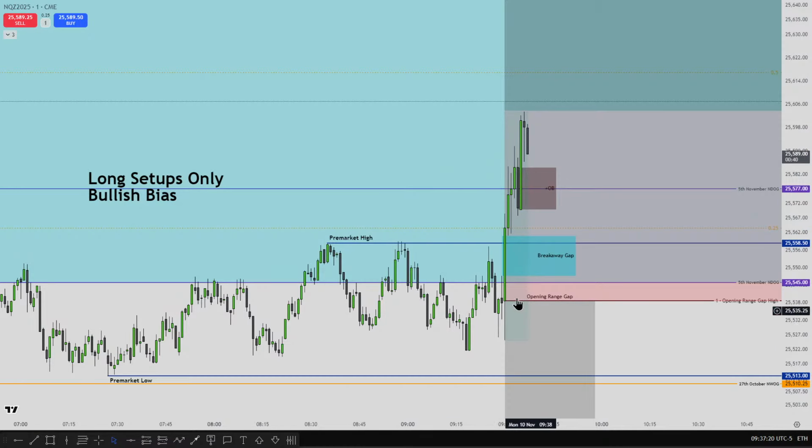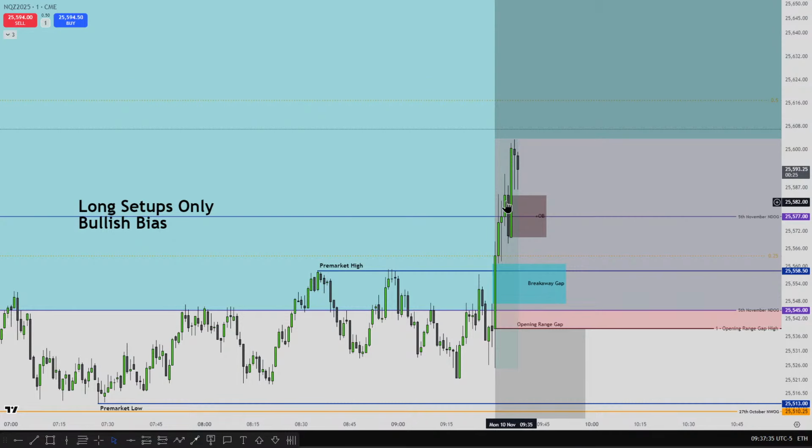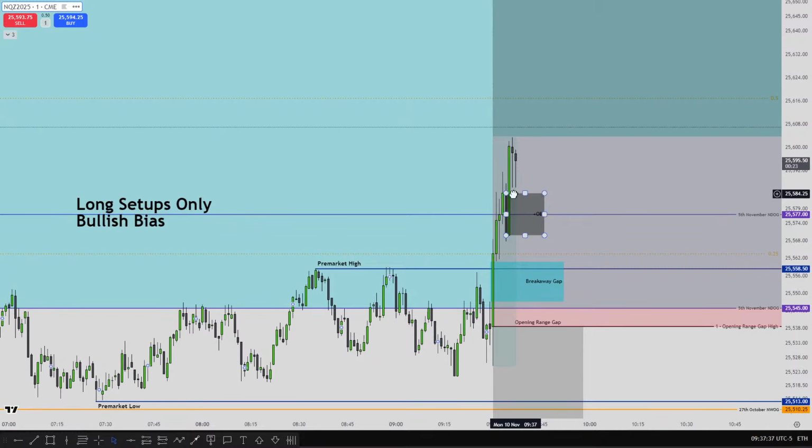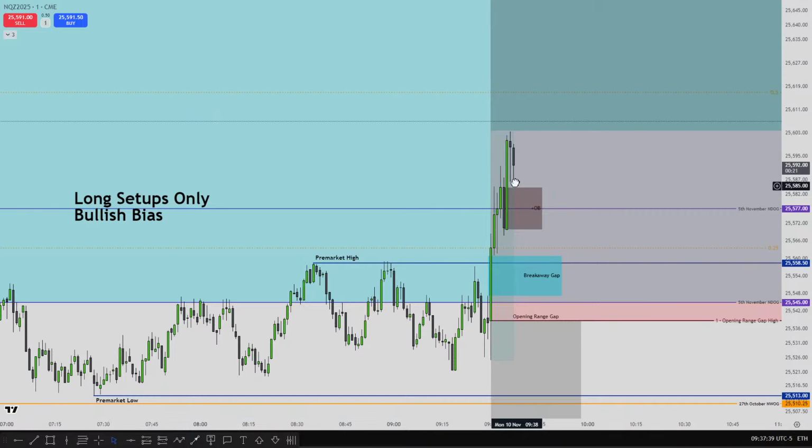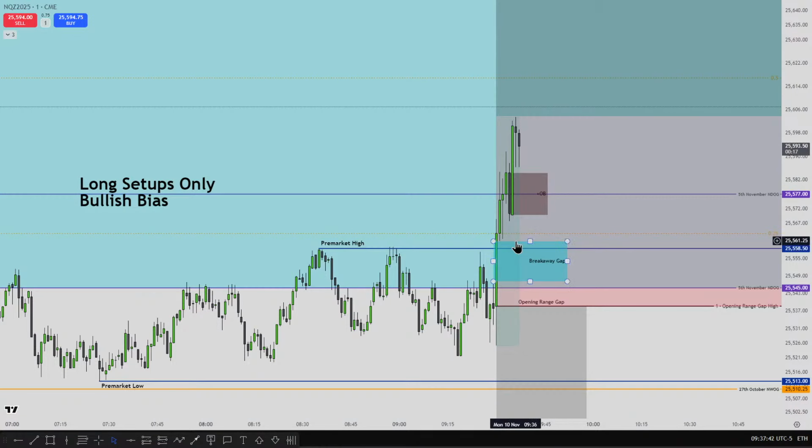It wicked into the opening range gap, a very small amount, and it rejected and displaced higher. Then it left this as a breakaway gap, didn't return into it, created a bull order block. That's an institutional level where banks are going to be in. And now, if it retraces into that, that would be an okay-ish entry. But waiting for it to trade into that would be where I don't want here.